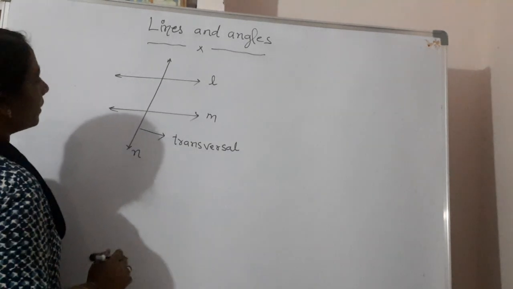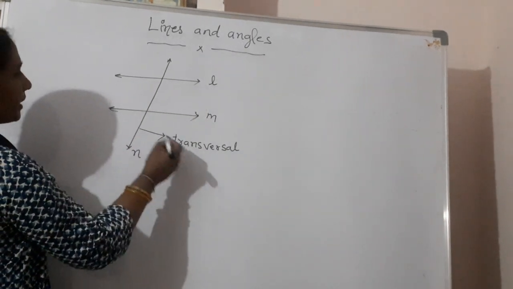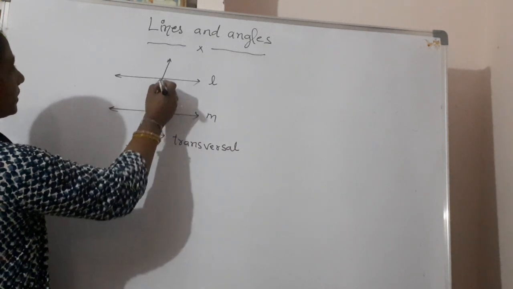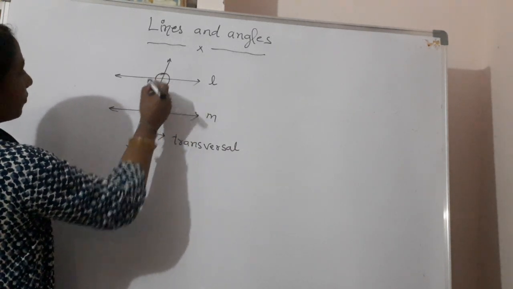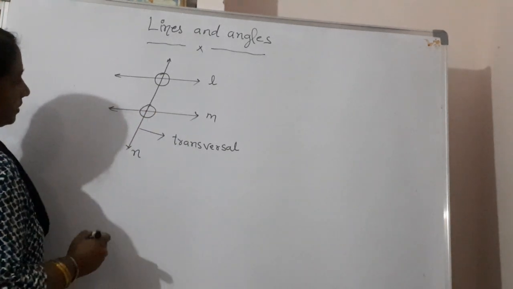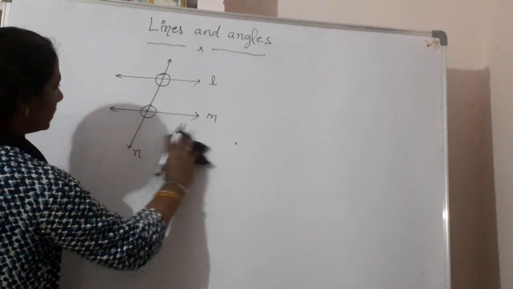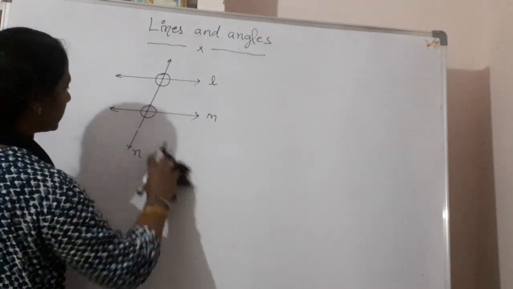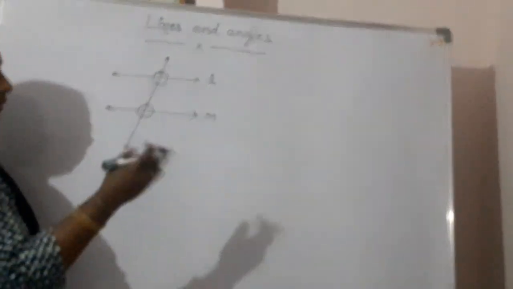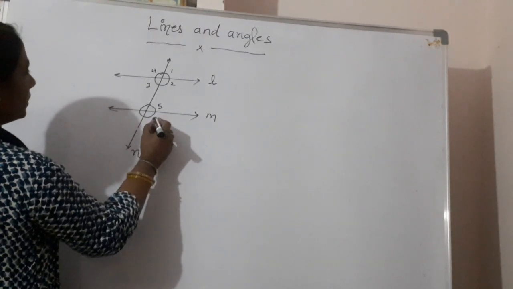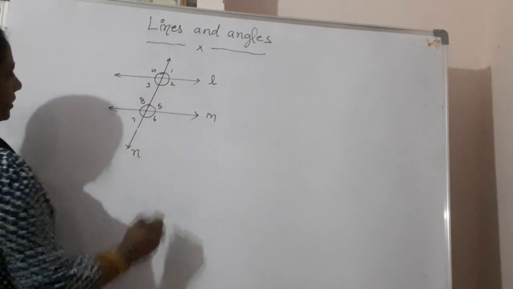Whenever the transversal intersects two parallel lines at two distinct points, we can see four angles here and four angles here also. What are those angles? Let's discuss now. If we know the angles, we can do any problem. I am taking angle 1, angle 2, angle 3, angle 4, and then 5, 6, 7, 8.